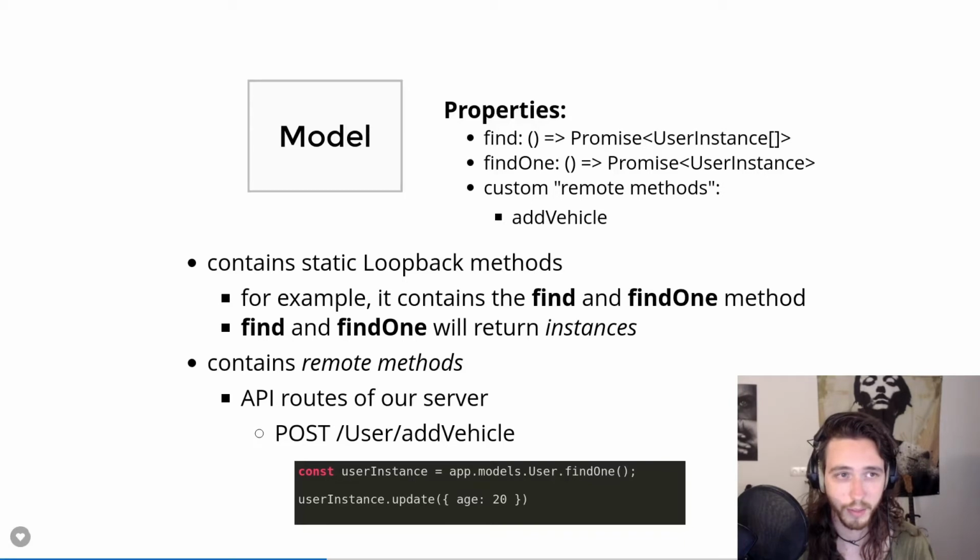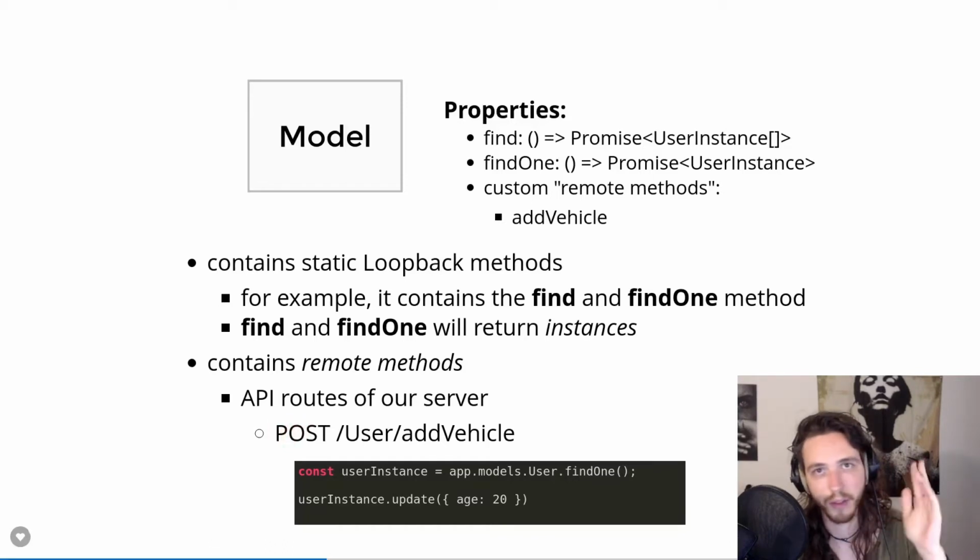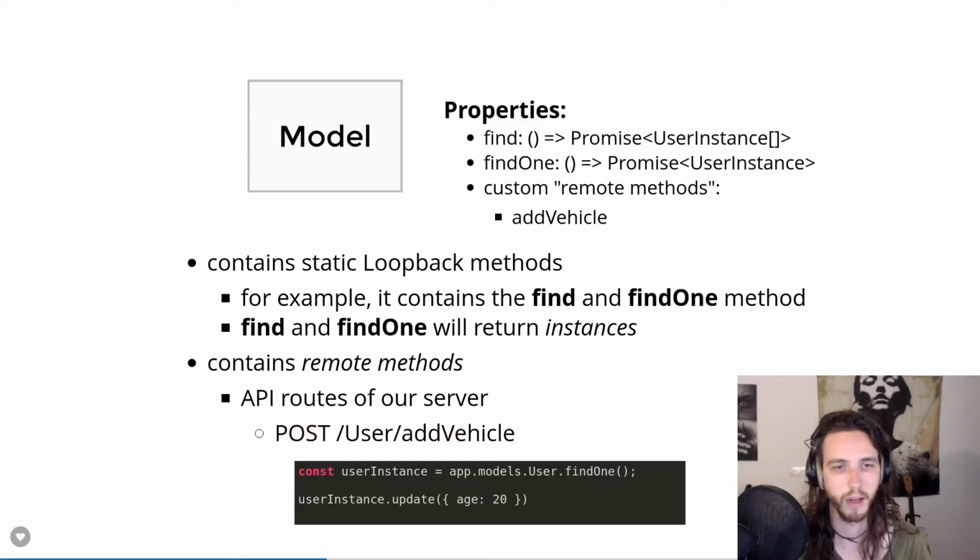Also, the model contains remote methods. Remote methods are actually the API routes of our server that we want to expose. For example, if I add an add vehicle remote method, then I can declare some stuff about this method, and I can say it's a POST, so that users or other applications can call my server using POST on this route, and then it will execute the remote method I attached.